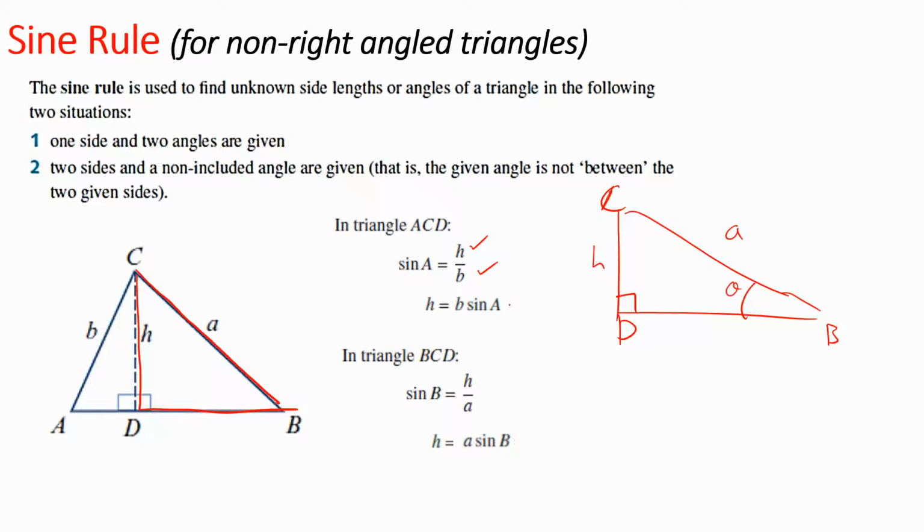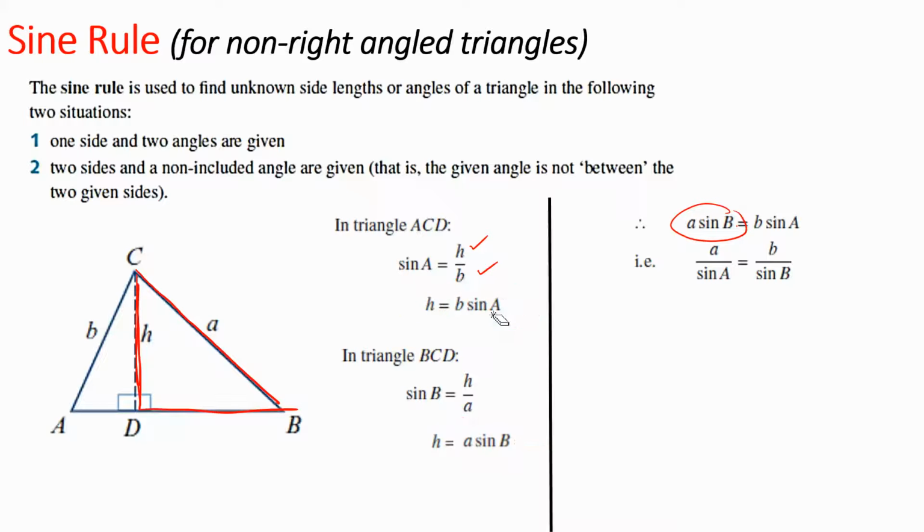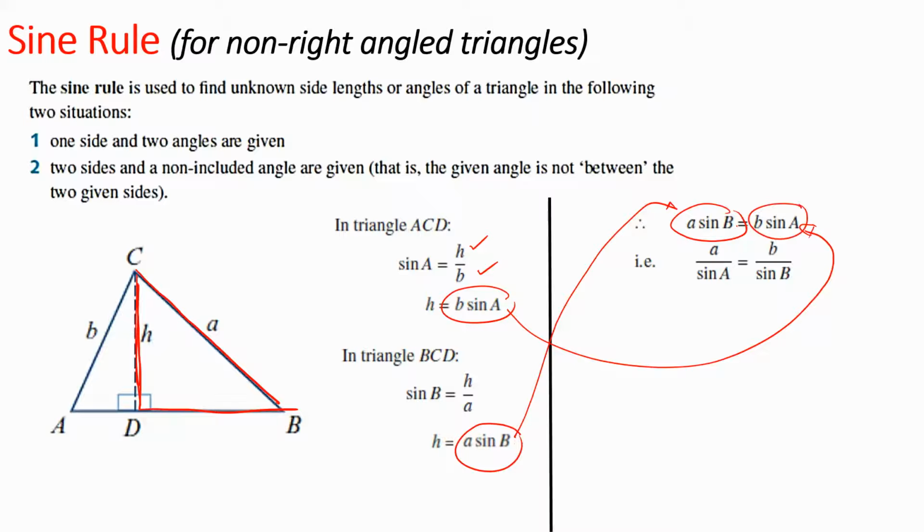But if these two are equal to each other, because they're both H's and they're both the same height, then I can also say this. If they both have the same height, I can equate it. I'm just saying A times sine B should be equal to B times sine A. They should be the same length.